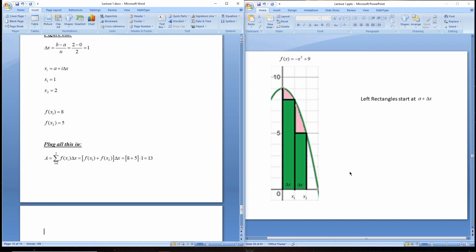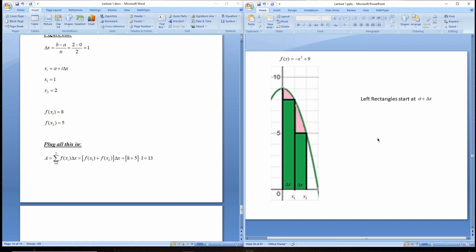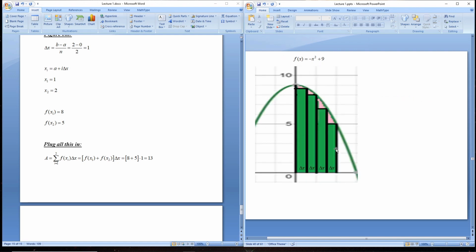So we've done 2 left rectangles. Let's bump it up to 4. Now I'm going to zoom in here because the picture is getting pretty complicated, so you can see everything. So the same function, minus x squared plus 9 from 0 to 2. Here are our 4 rectangles. You can see the pink area is getting smaller. The more rectangles we add, the better our estimate is getting.